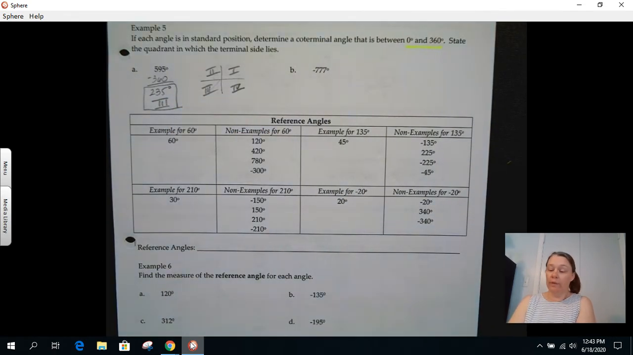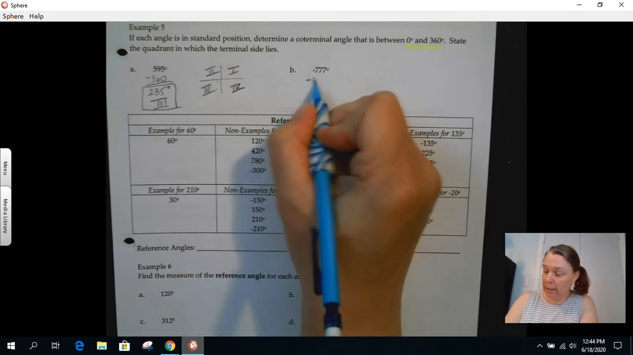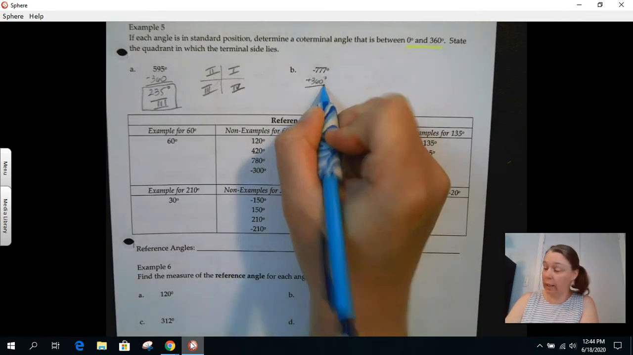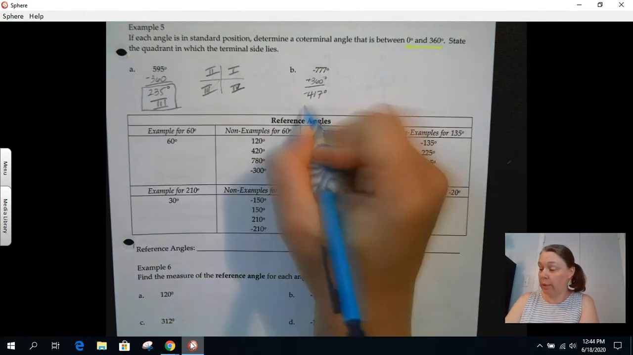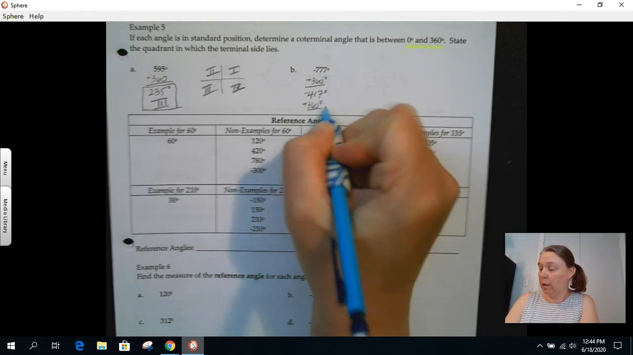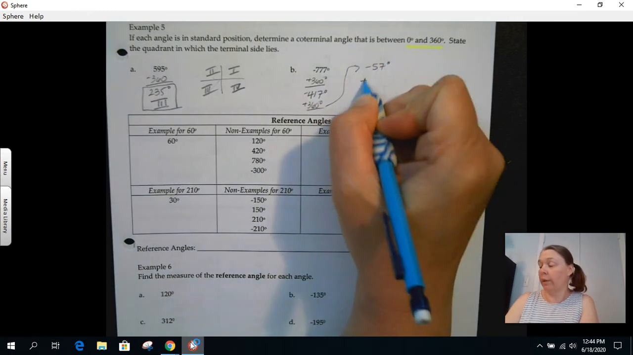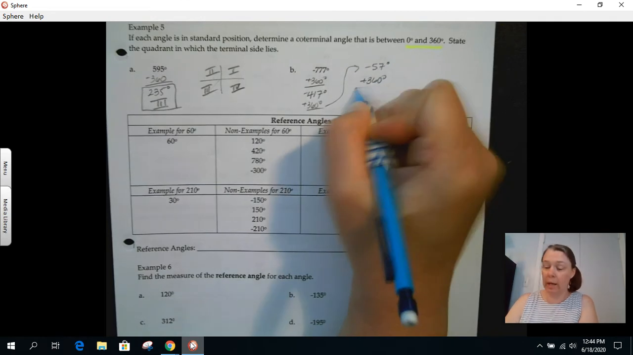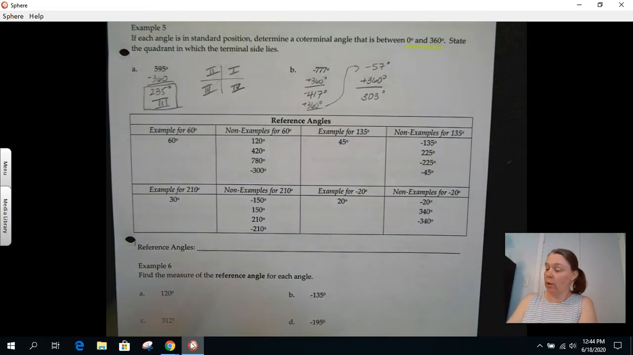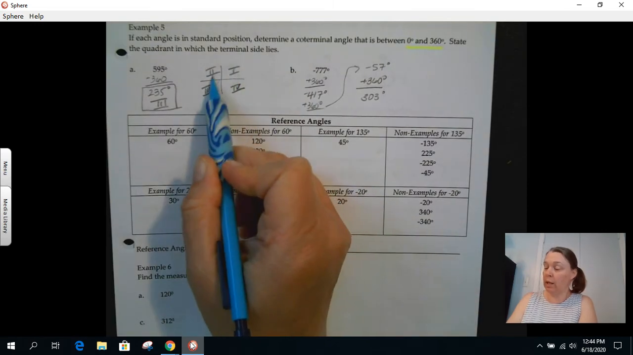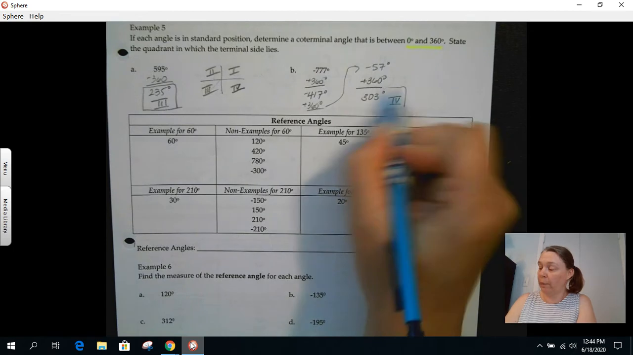All right, so negative 777. Okay, that's too small. So I'm going to add 360 and see what I get. And I get negative 417. Okay, and then I add 360 again. And I see what I get. I get negative 57. Still too small. And I add 360 again. And I get 303. So, okay, if I'm thinking, okay, that's 90, 180, 270, 303 would be somewhere in quadrant 4.